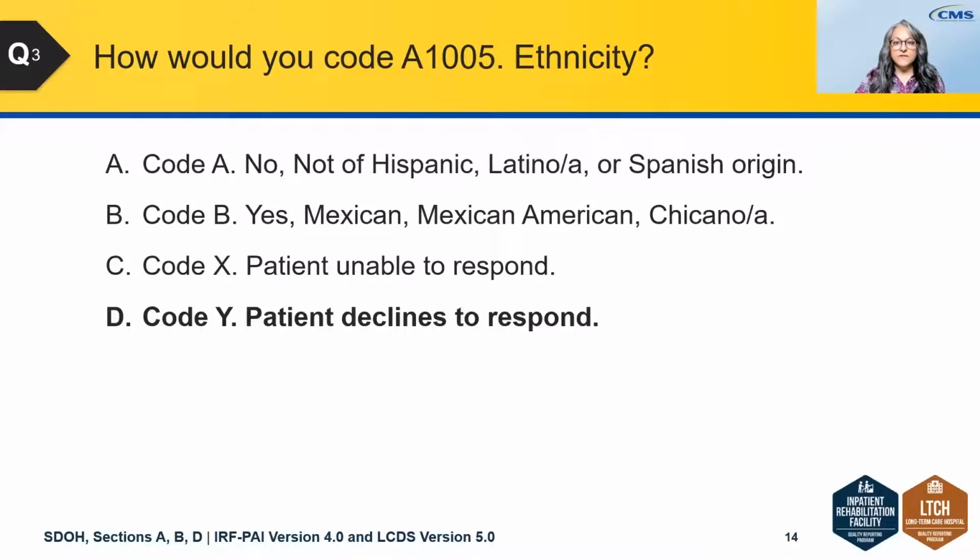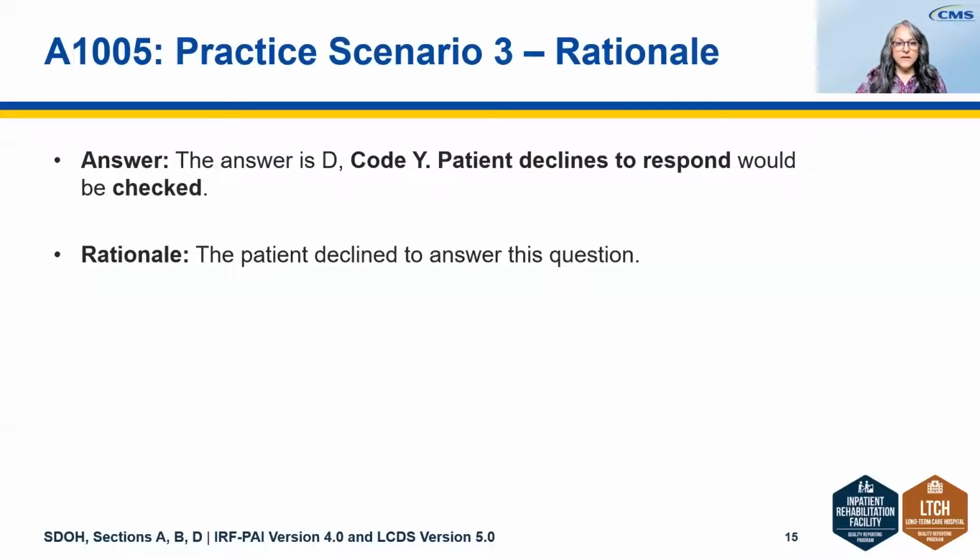And let's move on to the answer slide. And the correct answer is D, code Y, patient declines to respond. And it looks like a good majority of folks got that one correct. Okay, the rationale for this answer is because the patient declined to answer this question.